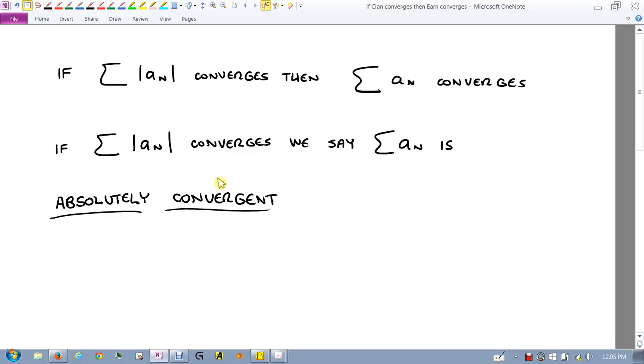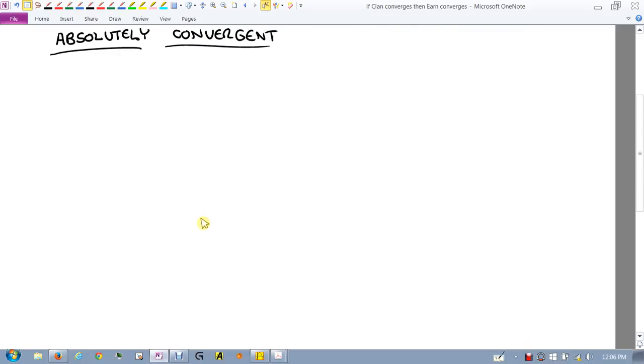So when we say, if you're looking at some series, like we were looking at an alternating series here, if we forget the alternating part by taking the absolute value and wiping out the alternating part, if that series converges, then the original one had to converge. And in that case, we say it's absolutely convergent. So let's take a look at an example. Maybe this will start to make sense.